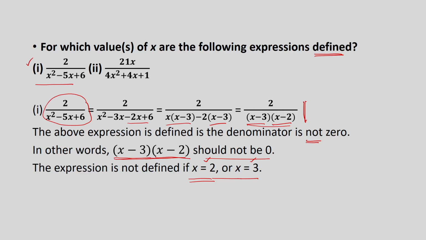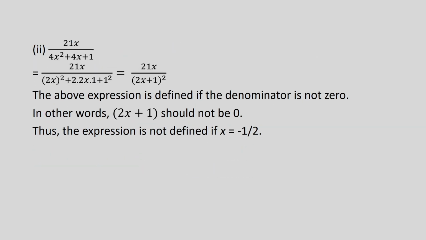Now, we are going to take up the second question, and we are going to use the same tactic, right. Let us see how we can do that. Okay, so this is the second problem, 21x divided by 4x square plus 4x plus 1, right. So, again we concentrate on the denominator.